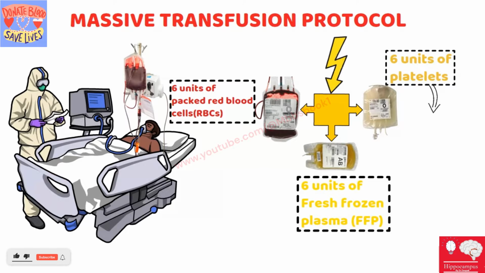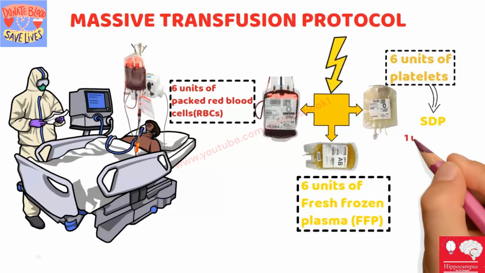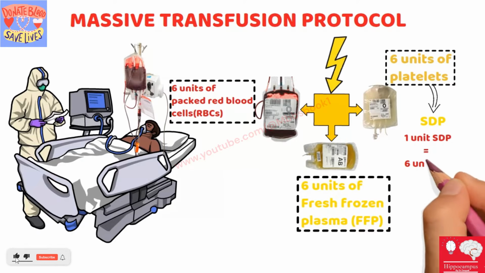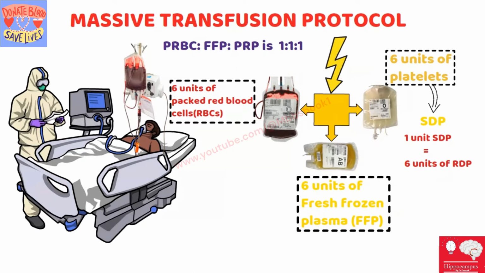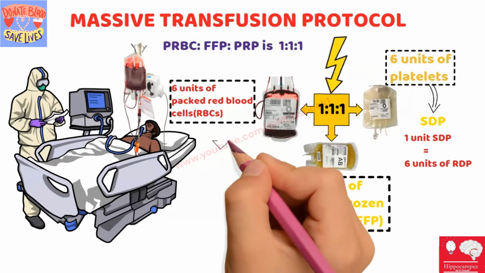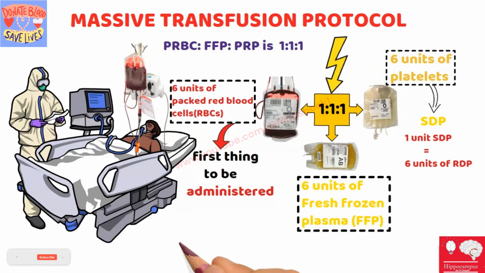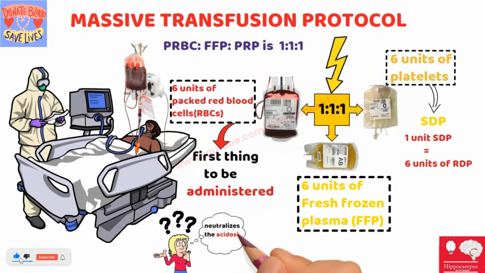Most of the time, we might have availability of SDP, which is prepared by apheresis, that is, single donor platelet. The efficacy of the SDP will be equivalent to 6 units of platelet-rich plasma. Now, the ratio at which these products should be administered would be 1:1:1. And the first thing to be administered is PRBC to treat the acidosis component in the patient.